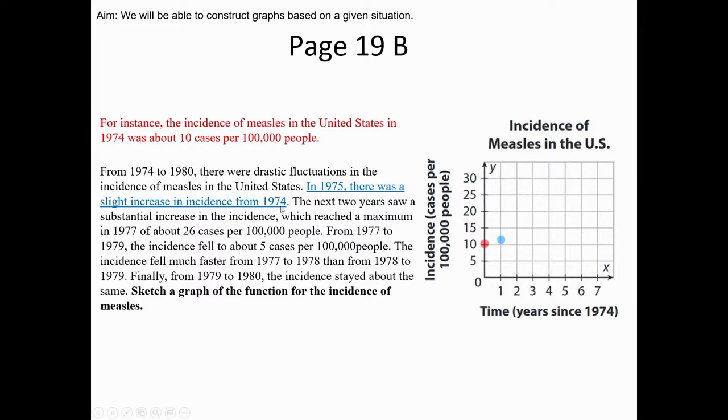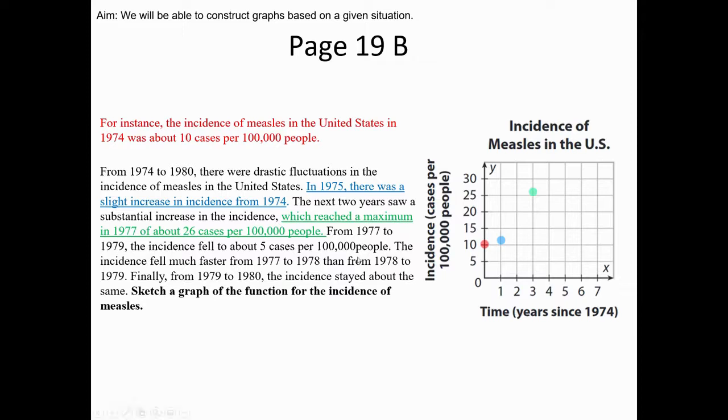So let's keep reading. This says right here, the next 2 years saw a substantial increase in the incidence, which reached a maximum in 1977 of about 26 cases per 100,000. 26 is the highest this graph's going to get, the maximum. Now, if the last dot we put down was 1975, and it said next 2 years, I'd go all the way to the 3 mark, and we know it's going to be 26 cases, so I'm going to put a dot all the way up here. See that? Notice that's 2 years after the blue mark, because that's 1975, and it goes all the way up to 1977. Notice how I'm not even bothering connecting these dots yet? Let's leave that to the end, guys.